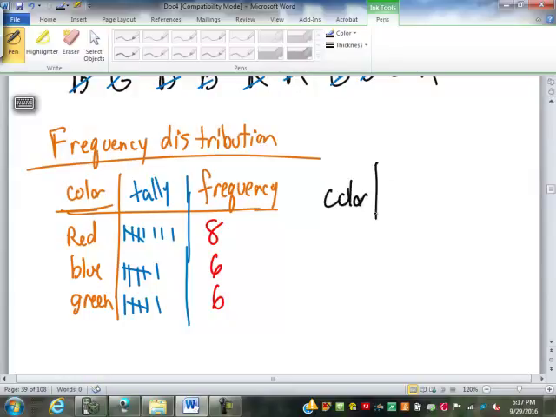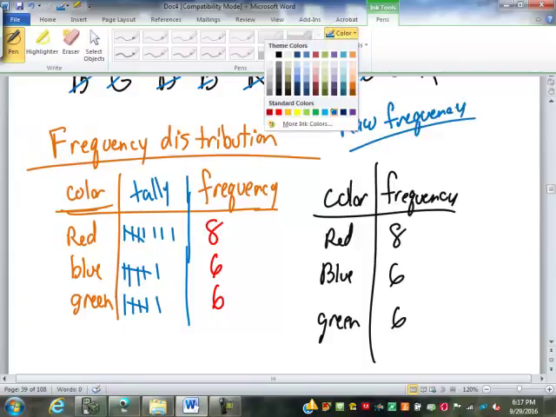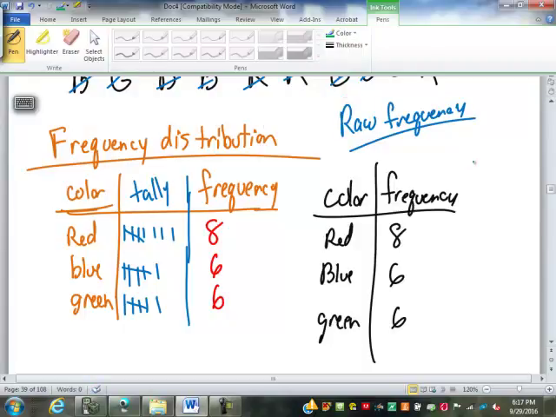I would redo this. So I have my colors, red, blue, and green. And my frequency, 8, 6, and 6. That tally is just a working column. Once I'm done, I take that out. My final finished table does not have that in it. This is a raw frequency table, or just a frequency table. There are times where we want to know something called relative frequency.